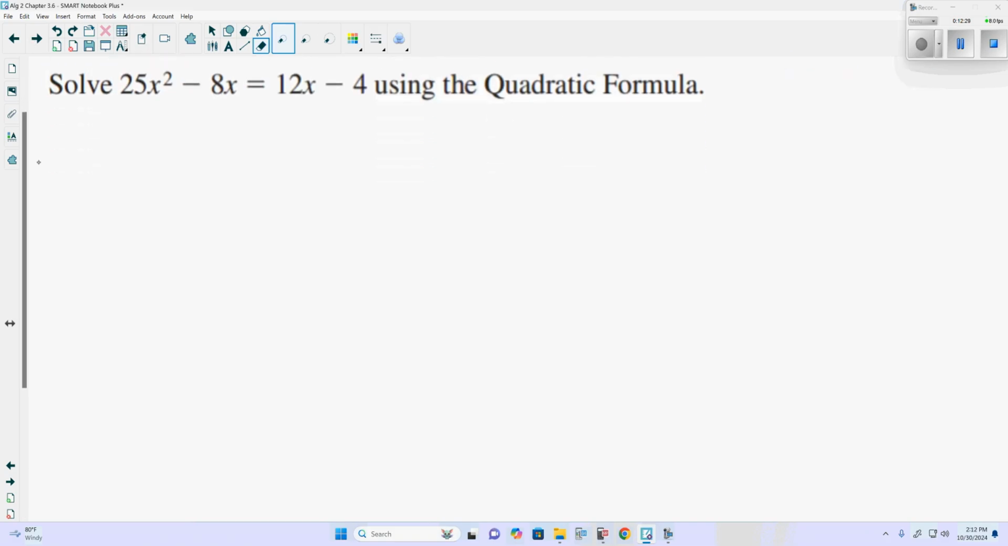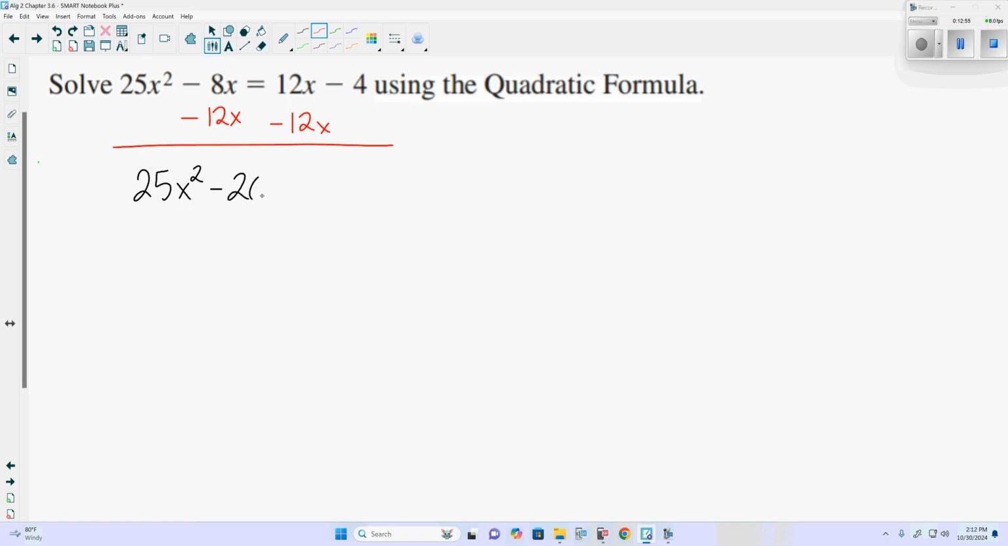25x squared minus 8x equals 12x minus 4. Again, we need to get this equation equal to 0. What can we do first? We can subtract 12x, telling us that we have 25x squared, negative 8x minus 12x is negative 20x, is equal to negative 4.